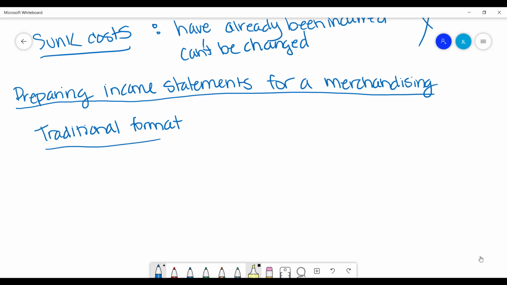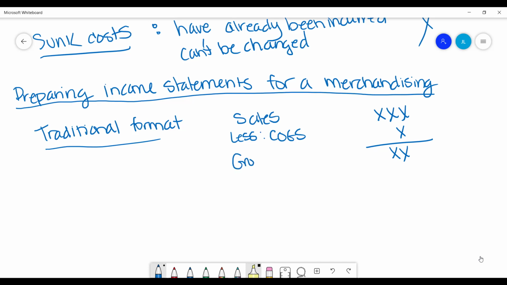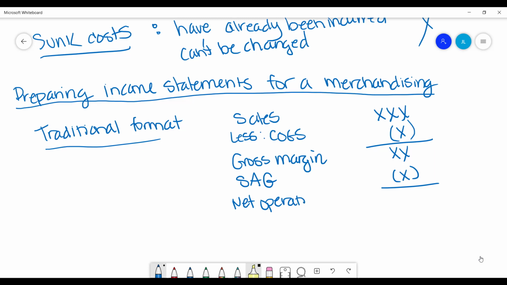The traditional format, and I'll kind of jog your guys' memory here of the income statement, is we start out with listing sales, okay? And then what do we subtract from sales? Cost of goods sold. Sales minus cost of goods sold gives us what? What item does that give us? It gives us gross margin or gross profit, okay? And then after I've subtracted my cost of goods sold, I subtract my selling and administrative expenses, okay? And then I am left with my net operating income.